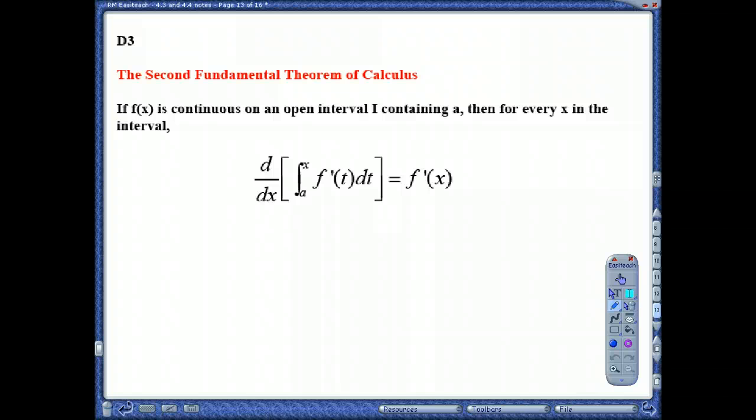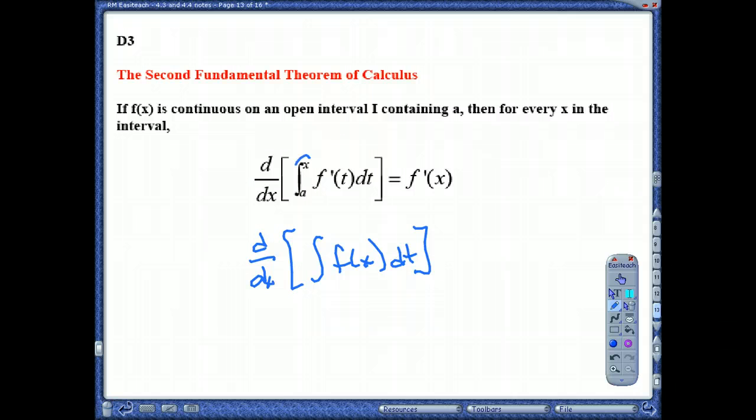The second fundamental theorem of calculus states that when you're taking the derivative of an integral of a function, these guys are going to cancel each other out. Now, if we were working with just a plain, ordinary, indefinite integral, we wouldn't have any problems whatsoever. But the fact that we're working with a definite integral, we've got values coming through here, we've got a little bit of a problem.